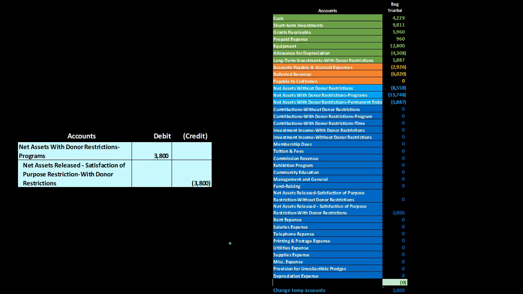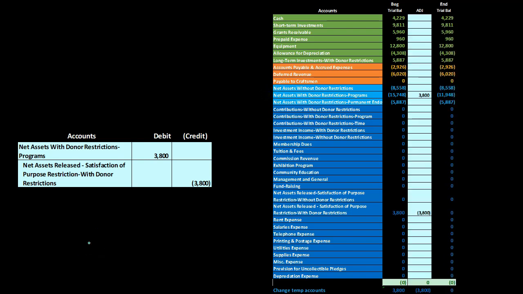Next and finally, we have this last remaining item that we need to allocate out. It's the net assets released, satisfaction of purpose restriction with donor restrictions. It has a debit balance. We need to do the opposite thing to make it go down. Therefore, we put it on the bottom. We will be crediting it in our final closing entry. Then we're going to be recording it to the net assets with donor restrictions, the net asset account.